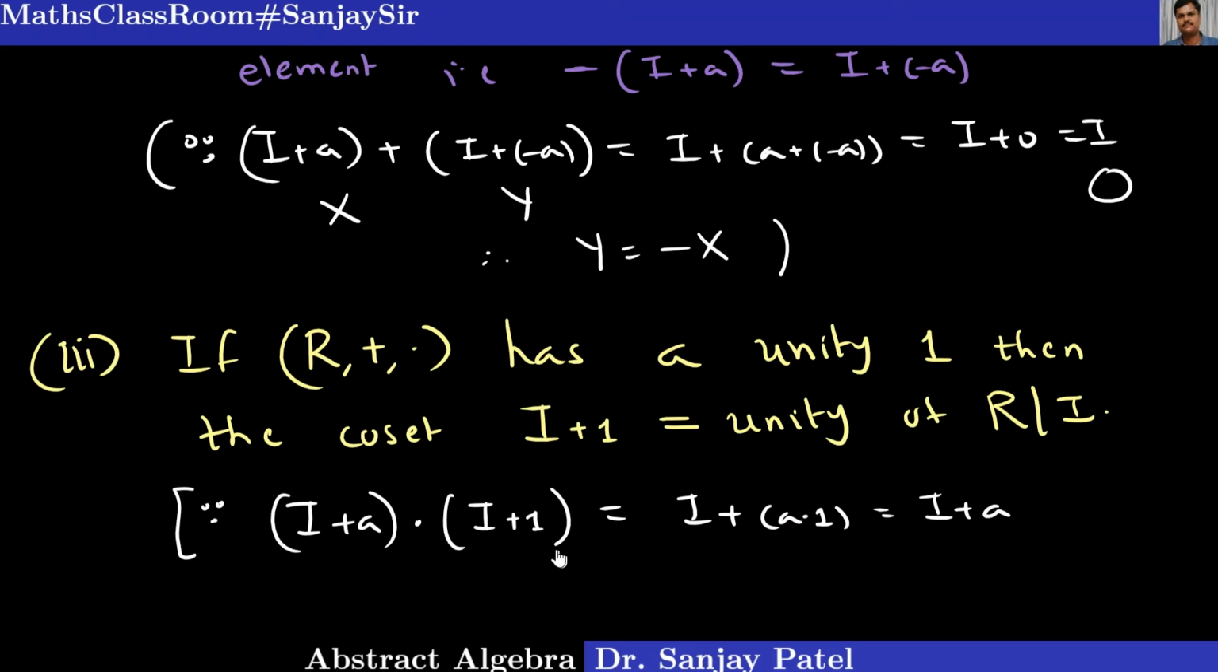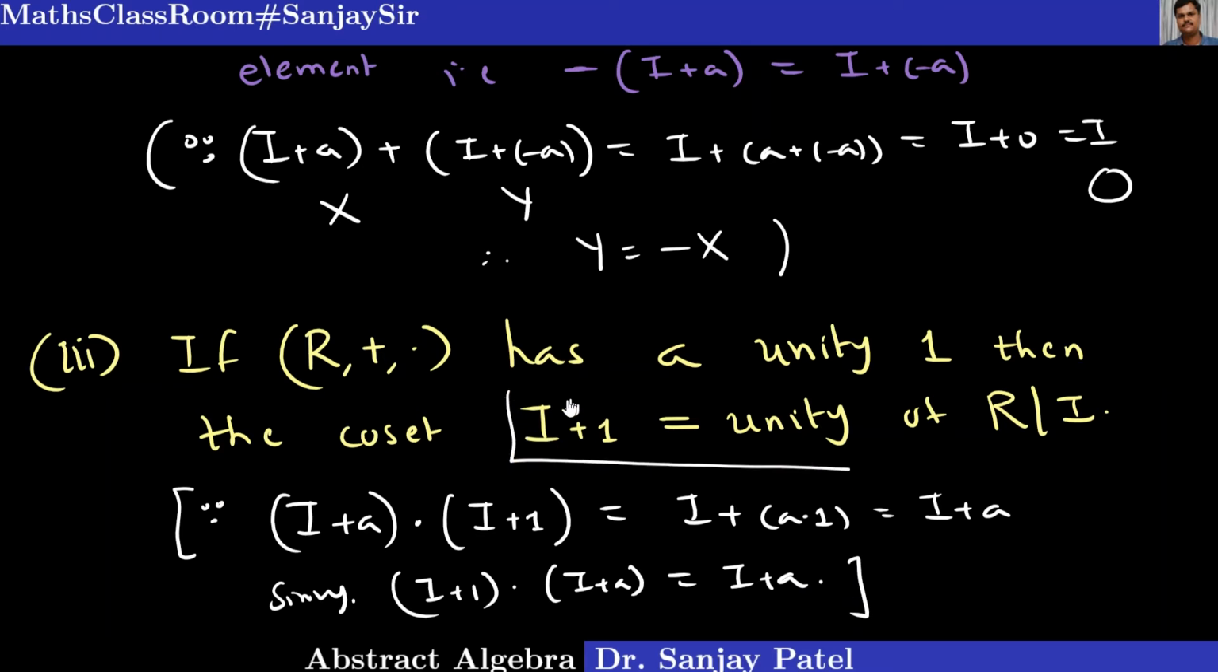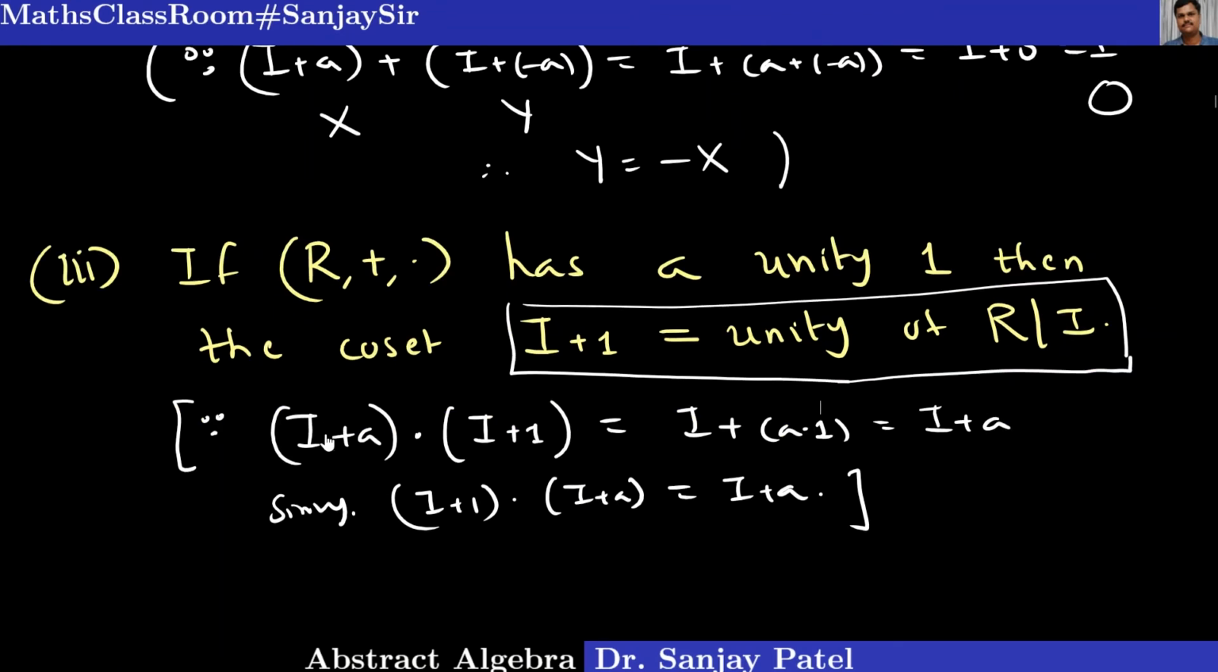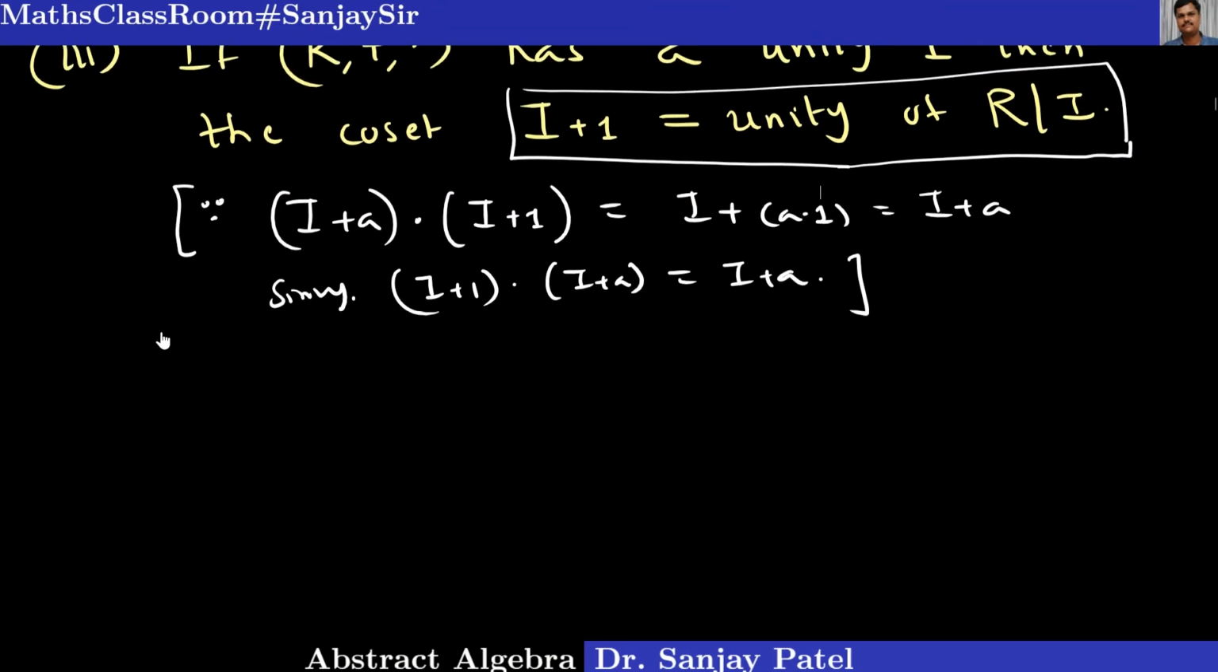And in the same way you can prove that I plus 1 dot I plus A is equal to I plus A. So this means I plus 1 is the unity element of the ring R mod I. A very, very important fact. But remember, unity exists in R mod I if the original ring R has unity.